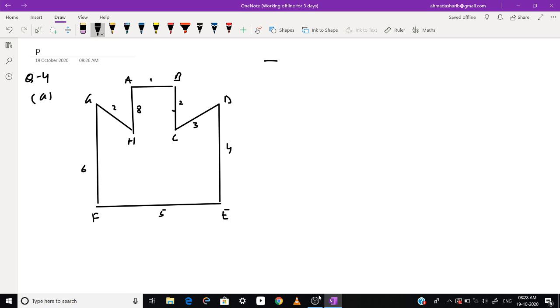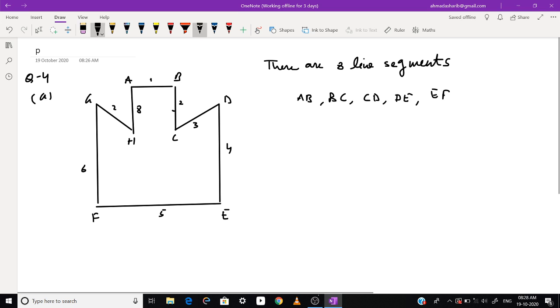So you will write there are 8 line segments. Remember, these are not lines, these are line segments. Okay, there are 8 line segments. And what are the names? The first line segment is AB and the second one is BC. So write commas and keep writing the names of the line segments. Then the next is CD, then DE, then EF.